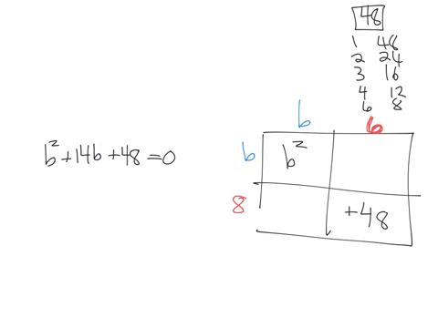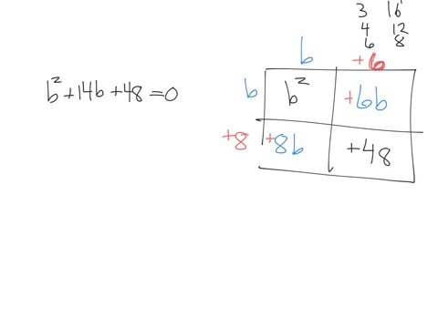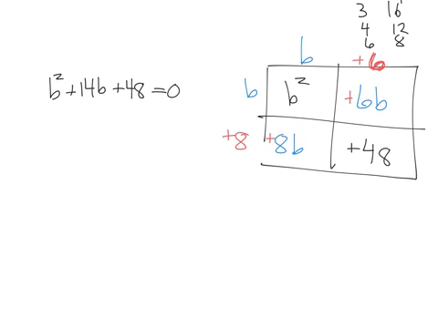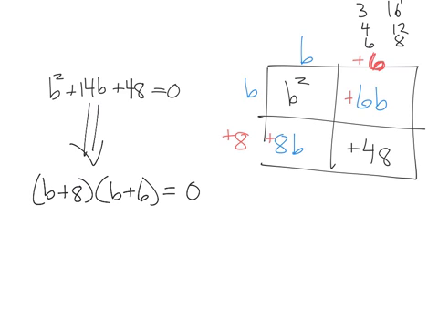And so when we do the math, you get 6b, you get 8b, and because we want the internal terms to be 14b, that means we want both of these to be positives, which makes this positive 8 and positive 6. And so our factored form becomes, and I'm going to zoom down here, and I'm going to actually drag, oops, I can't drag that, which means this factored form ends up being b plus 8 times b plus 6 equals 0.